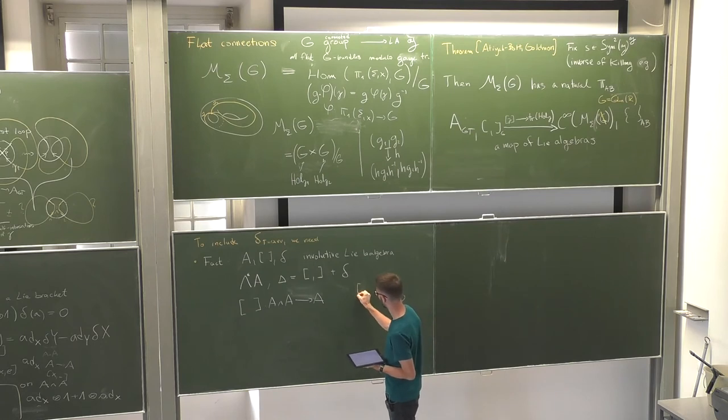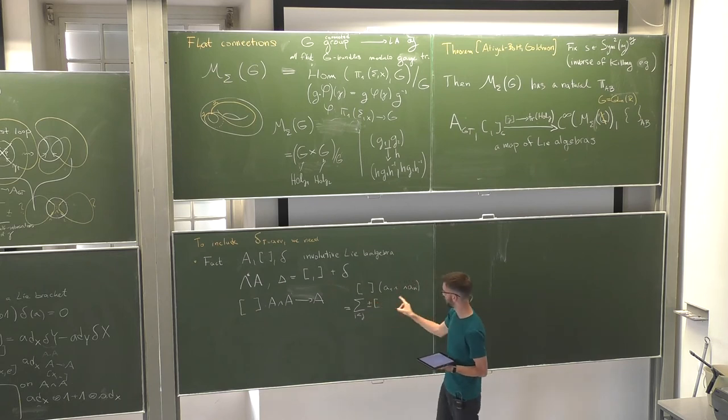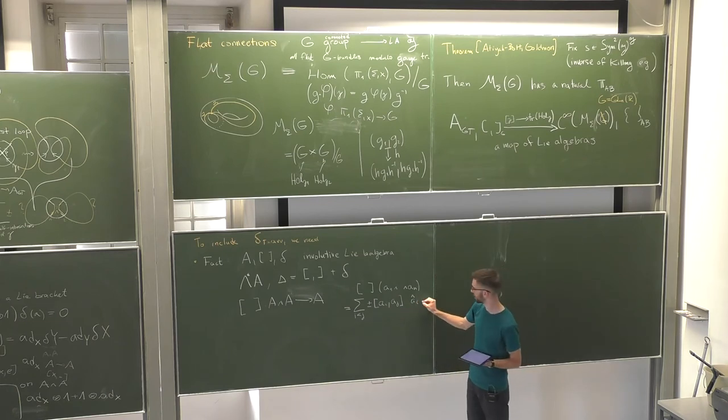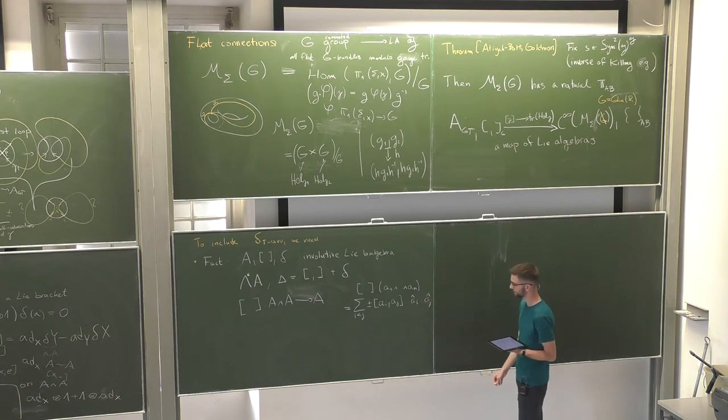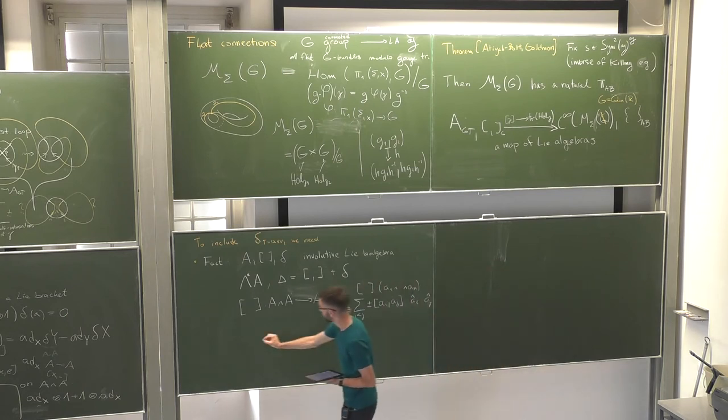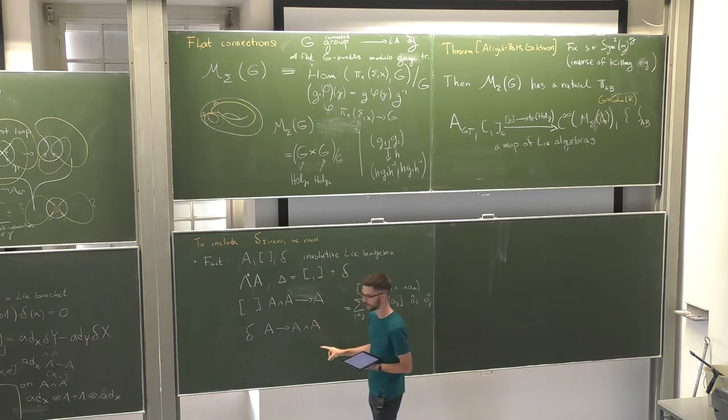I can write a formula. If you act on A1 wedge until AN, you get a sum over all pairs, and you just choose Ai, Aj. This is the way second order differential operators act. They have two derivatives and they choose all possible letters from a monomial. And with the delta, which is a map like this, you just extend it as a derivative.